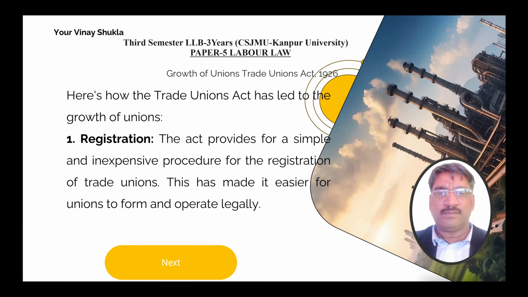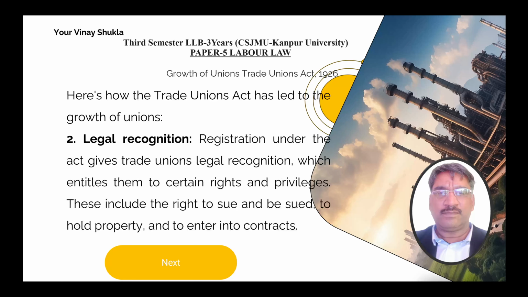1. Registration. The Act provides for a simple and inexpensive procedure for the registration of trade unions. This has made it easier for unions to form and operate legally. 2. Legal recognition. Registration under the Act gives trade unions legal recognition, which entitles them to certain rights and privileges. These include the right to sue and be sued, to hold property, and to enter into contracts.